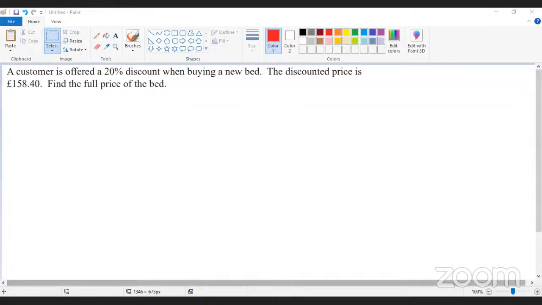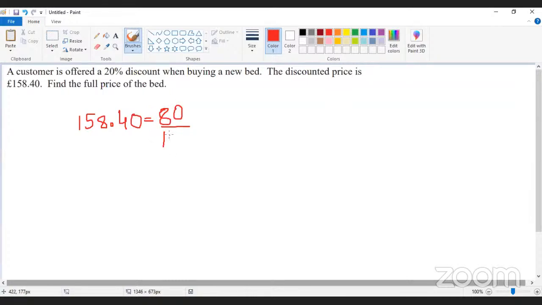Okay. So in this, a customer is offered a 20% discount when buying a new bed. So the discounted price is 158.40. So when I say it is 158.40, that's equal to how many percentage? 158.40 is equal to, yes, correct, 80%.